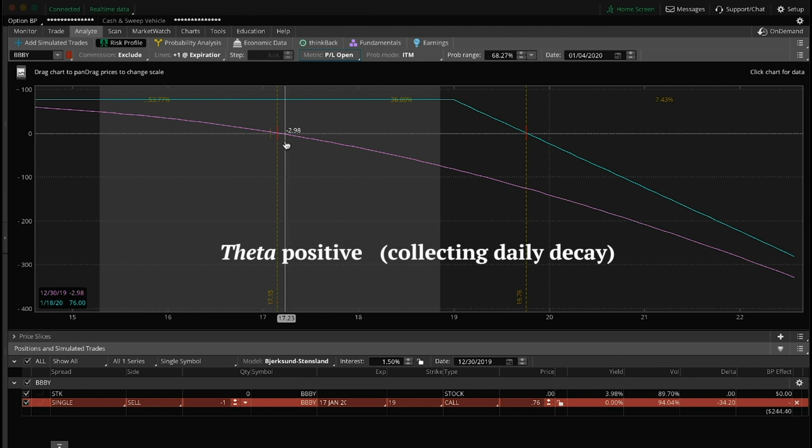With the short call, we don't have to have it go down. Just hanging out in this range or even increasing up to here, that's all going to be fine as well and we're going to make our max profit. So positive theta is a good thing here.